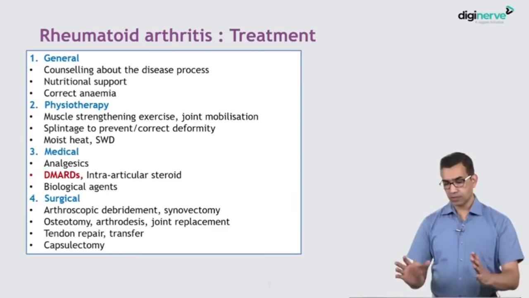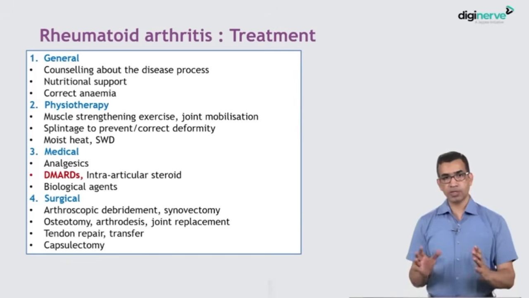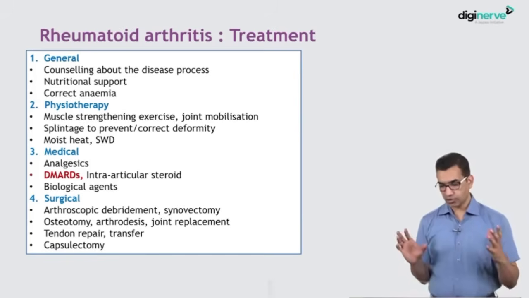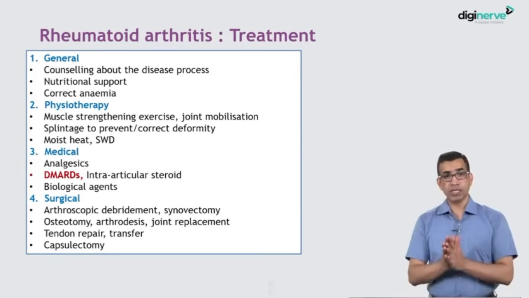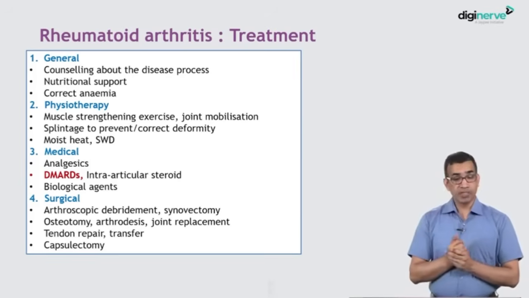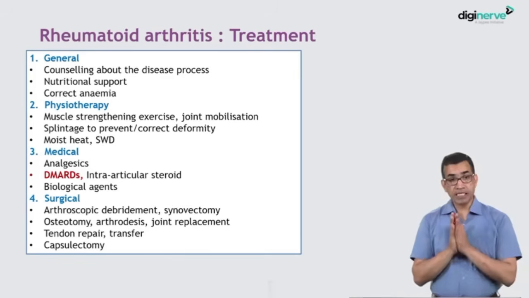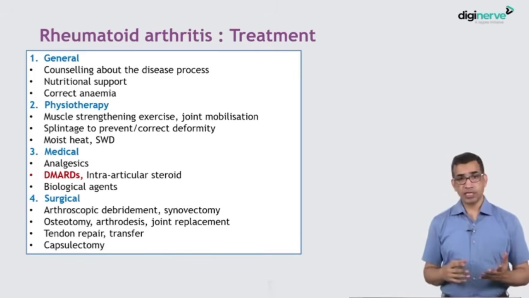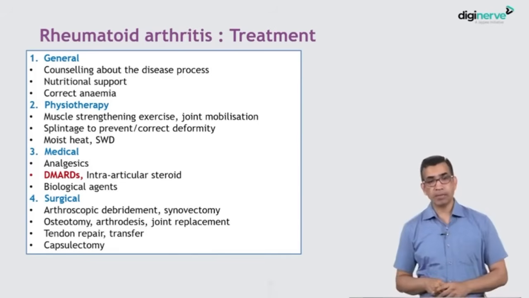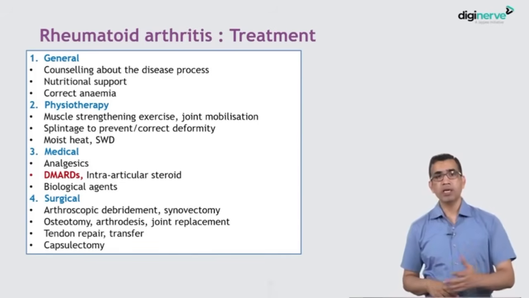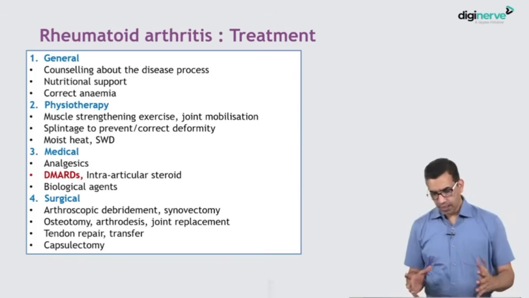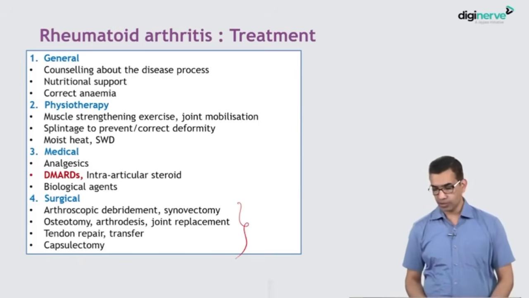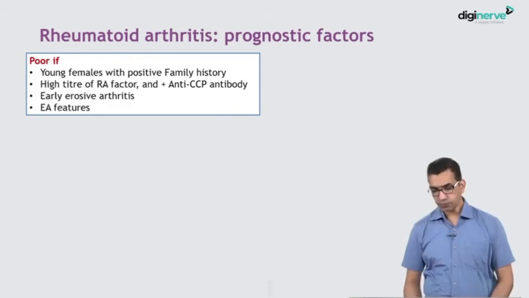So general: counsel about the process, nutritional support, anemia correction, physiotherapy, muscle strengthening exercises, joint mobilization, splint the joint to correct or prevent the deformity. The disease modifying agents are the drug of choice. You can also use intra-articular steroid, systemic steroids and biological agents, only when the primary medical modalities fail. These are various surgical options which we use in rheumatoid arthritis.